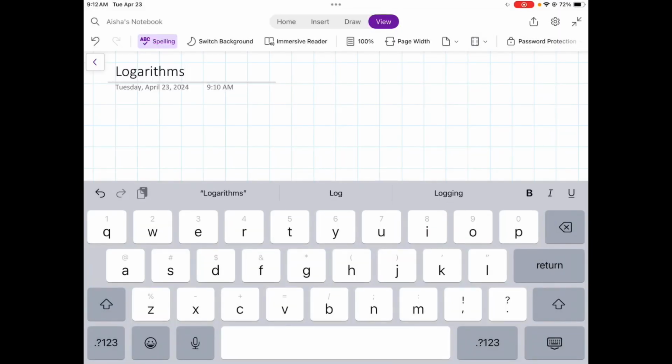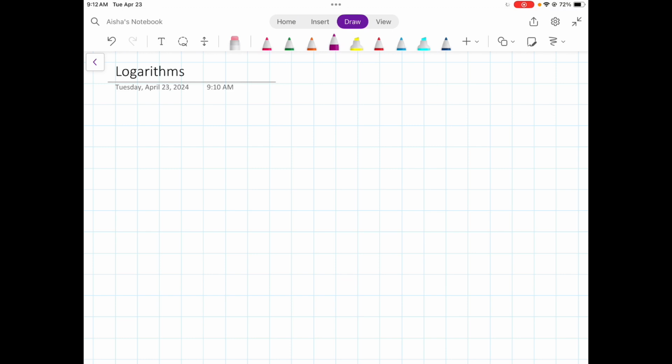Let's start with logarithms today. So I'll first discuss the rules of logarithms and then we will move on and do the questions. Now the first rule is where you have to change from log to index form, which means log A B is equal to C.